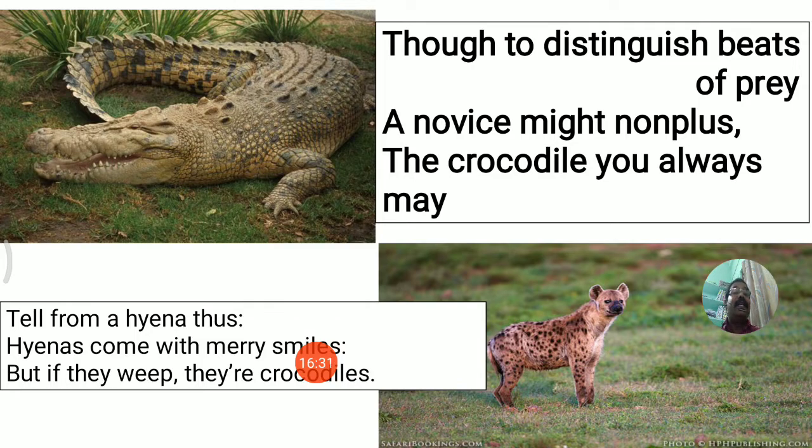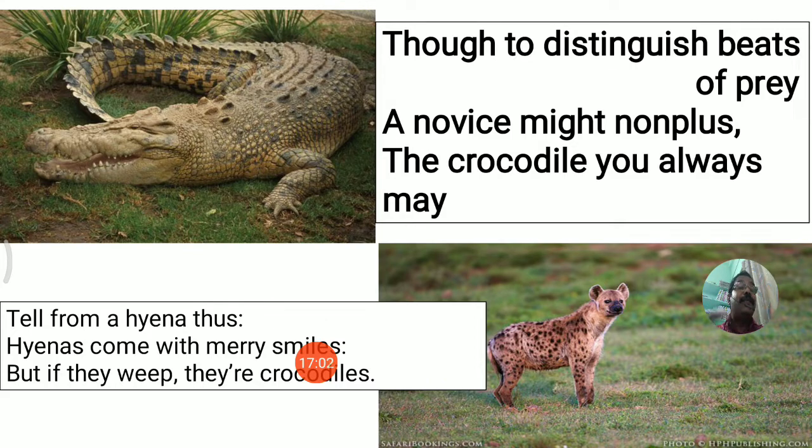Okay. So she says, "Though to distinguish beasts of prey, a novice might nonplus, the crocodile you always may tell from a hyena thus. Hyenas come with merry smiles, but if they weep, they are crocodiles." So, though to distinguish, to differentiate beasts of prey, a novice, a beginner, may get confused. A novice might nonplus, might confuse.